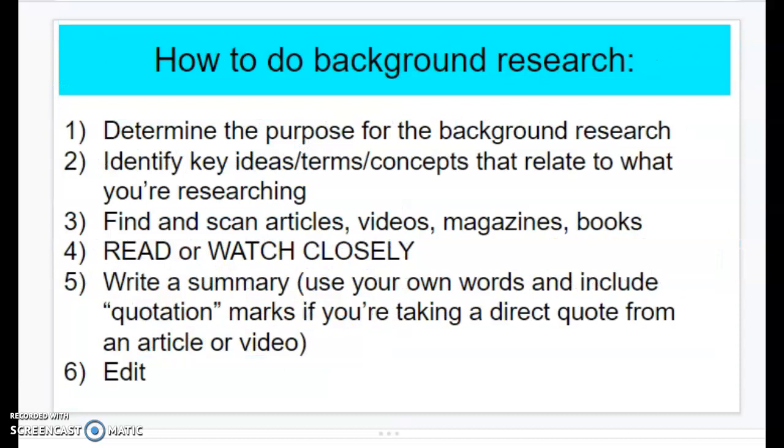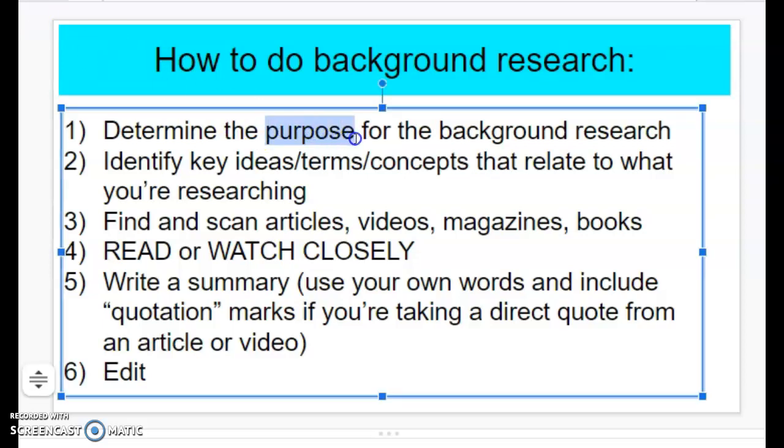I've tried to break down the process of doing background research into 6 steps. So here they are. The first one is the purpose, which I just kind of talked to you a little bit about. The purpose is so that you can set up your experiment and connect it to science. So the second step is really to identify some key ideas, terms, concepts that relate to what you're researching.